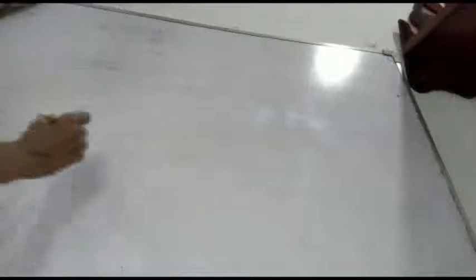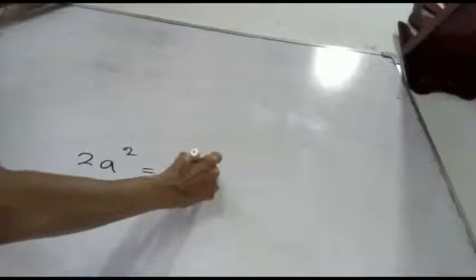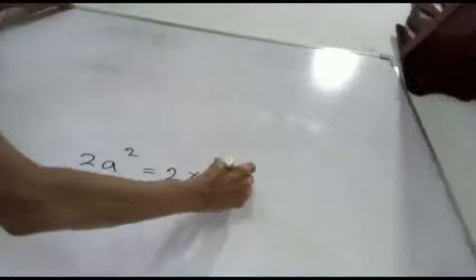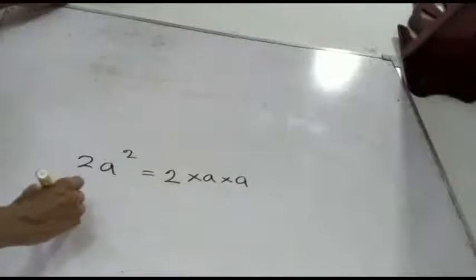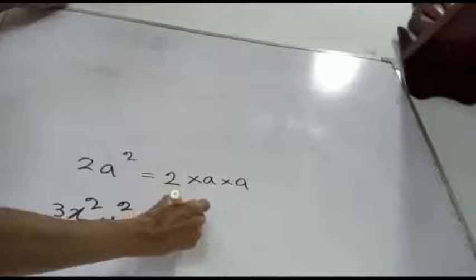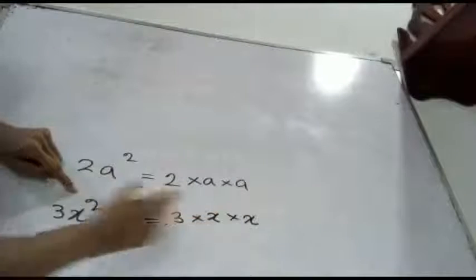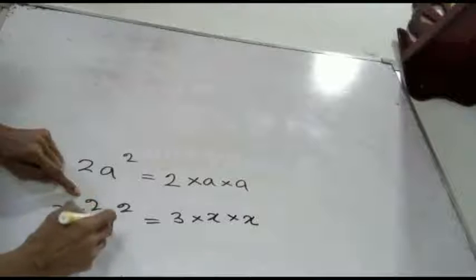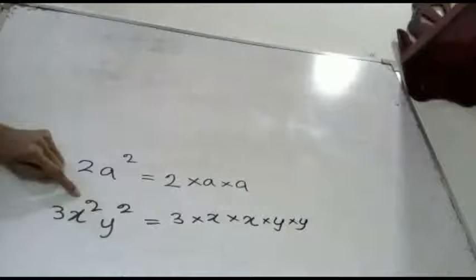Expand and write each of the following as a product. 2a squared is equal to 2 multiplied by a, again multiplied by a. Next one. 3x squared y squared is equal to 3 multiplied by x, multiplied by x. Here the index is 2. Again y squared is y multiplied by y.